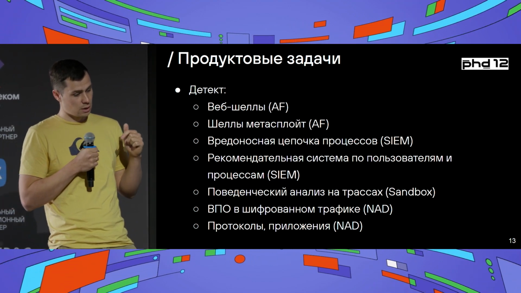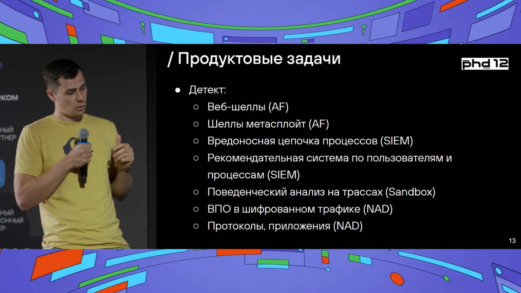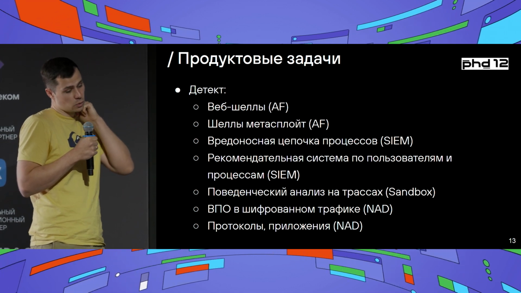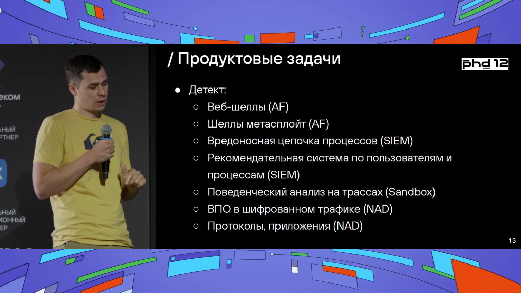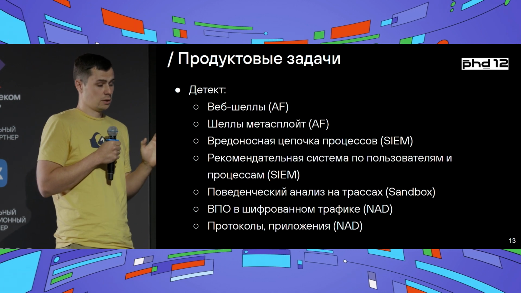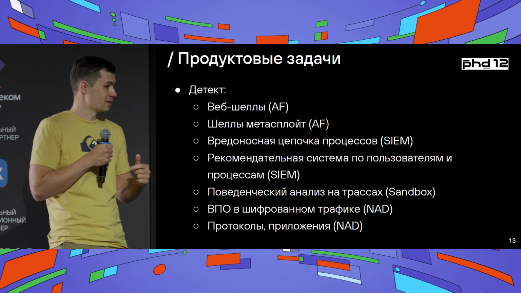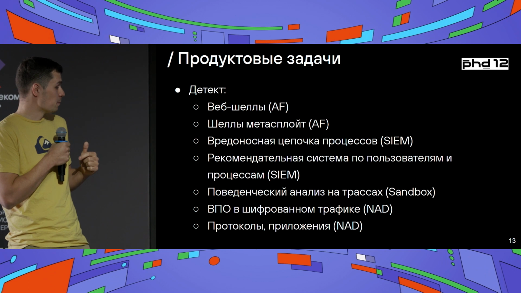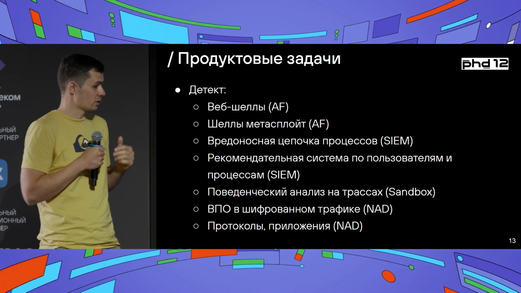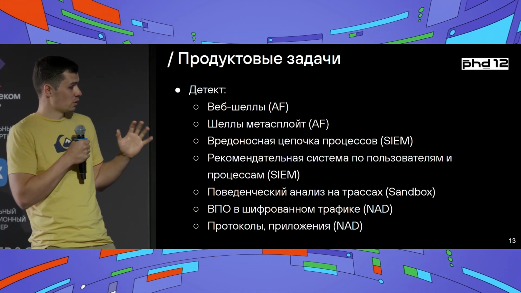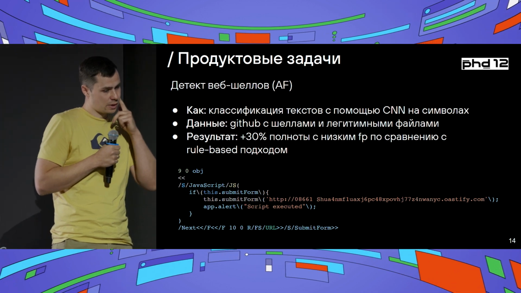Another case is when we do a detect, and here we enumerate some options, and not all of them. This is not an exhaustive list. Okay, web shells, I'll talk about that. Meta exploits, I think we talked about that previously. Behavioral analysis of process chains, Artyom will talk more about that. Behavior analysis in a sandbox, we talked about that yesterday at the AI track. And NAD, malware detection in encrypted traffic, we also presented yesterday. So this is more or less a complete overview. So let's move on then.